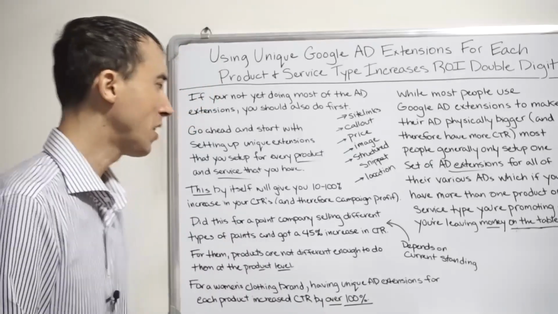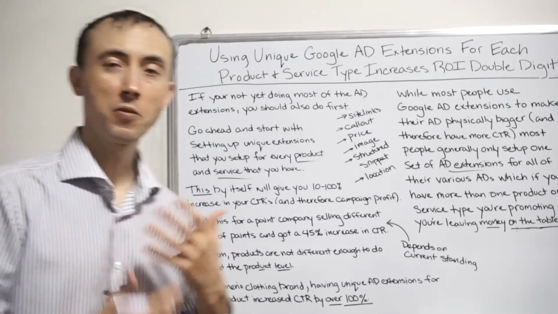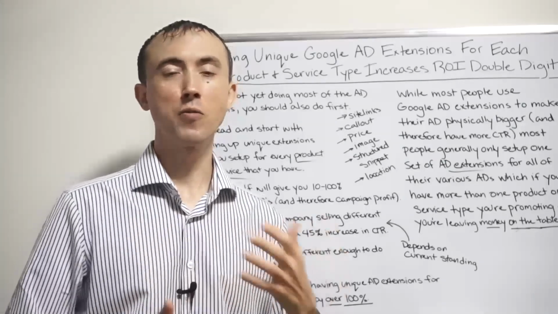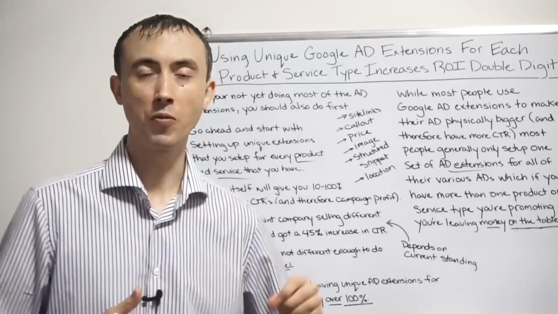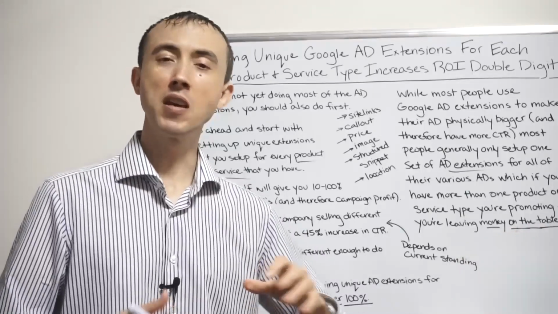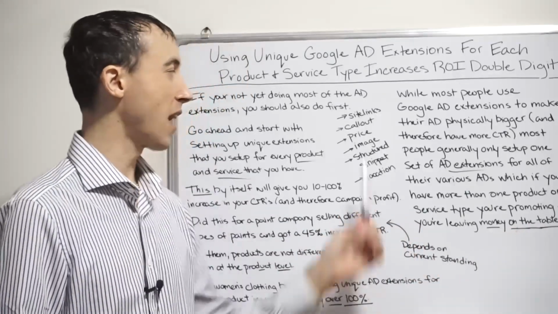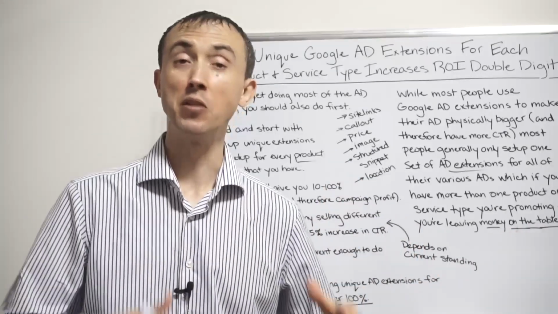Now, if your products are fairly similar or your services are fairly similar, and you have just a few different product categories or service categories, you may get away with having one set of these ad extensions for every category and be good enough.